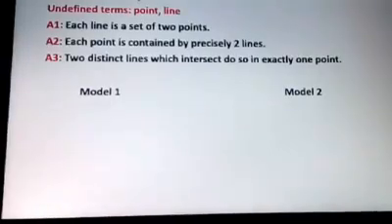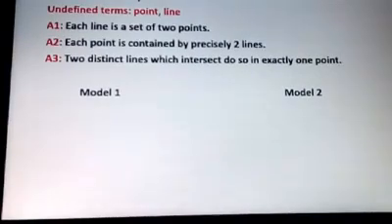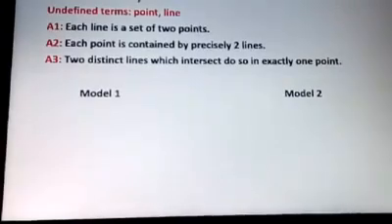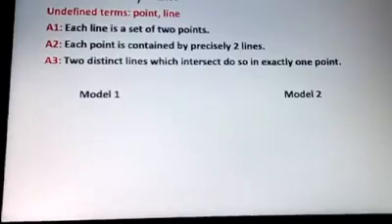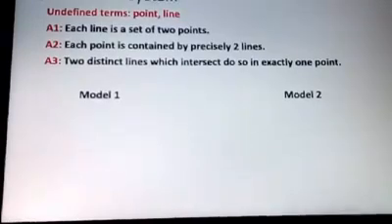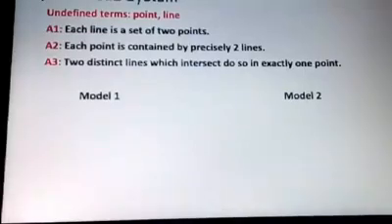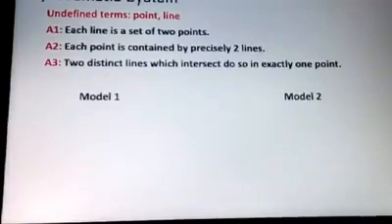So, let's have an example. Take for instance, we have the undefined terms point and line. There are three axioms there. First, each line is a set of 2 points. Next, each point is contained by precisely 2 lines. And lastly, 2 distinct lines which intersect do so in exactly 1 point.